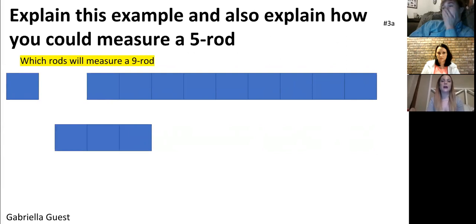Now to explain how you could measure a 5 rod, you would think of multiples that go into 5. So 1 times 5, so you'd have a 1 rod and a 5 rod, and that would be it because 2 cannot go into it, 3 cannot, and yeah, that is how you explain that example.